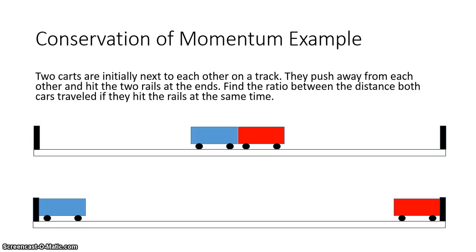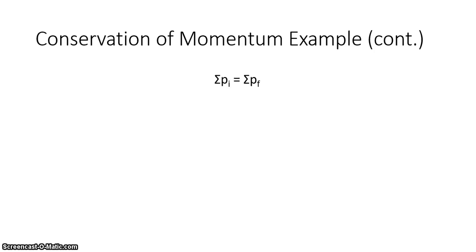In order to figure this problem out, we're going to have to use the conservation of momentum equation. Conservation of momentum again is the summation of the initial momentum is equal to the summation of the final momentum. And so for this system, that would be the initial momentum of the blue car plus the initial momentum of the red car is equal to the final momentum of the blue car plus the final momentum of the red car. Expanding that out, meaning that we're going to write m times v for our momentums.